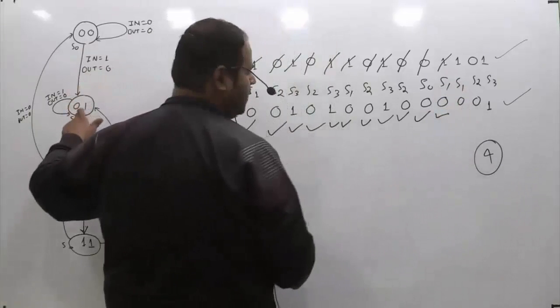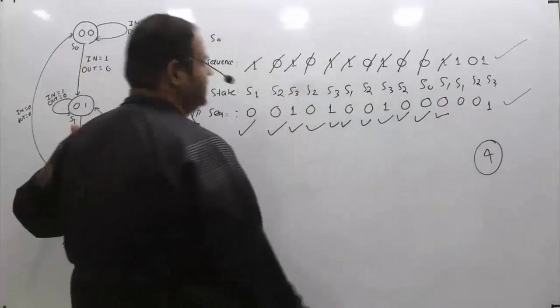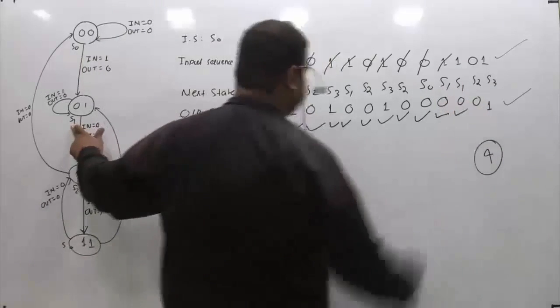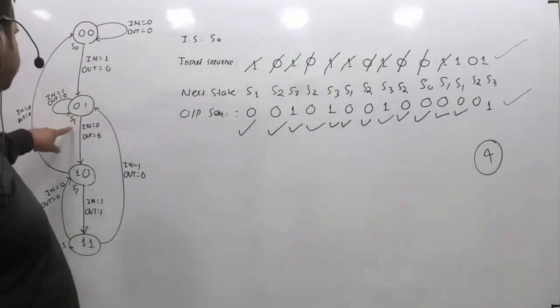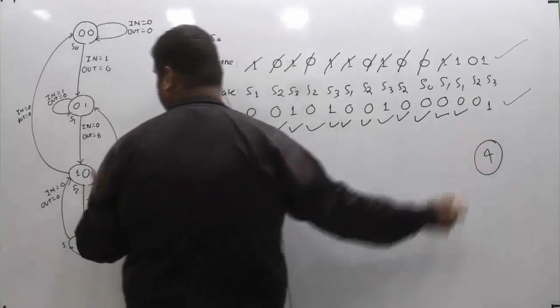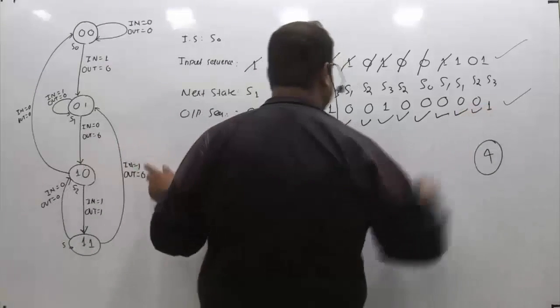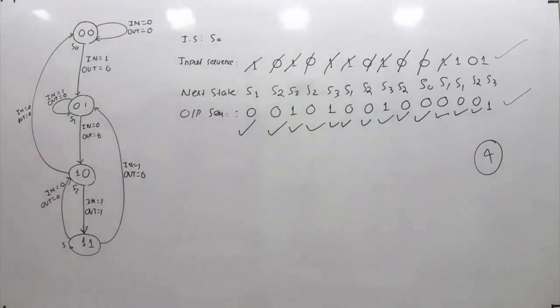So now you are at S1. The input is 1 now. If the input is 1, you can see you are again at the same S1 with output equal to 0, right? So now you are at S1 and the input is 0. If the input is 0, you are coming to S2 with output equal to 0. So now you are at S2 and again the input is 1. So you are moving from S2 to S3 with output equal to 1.